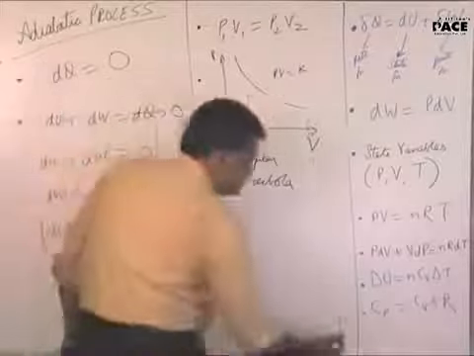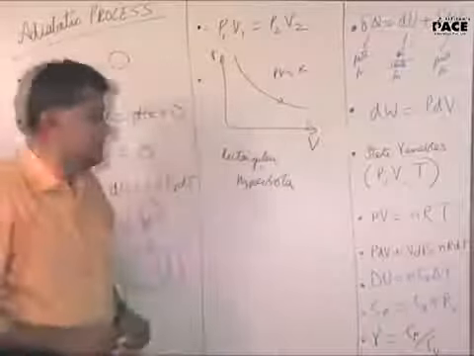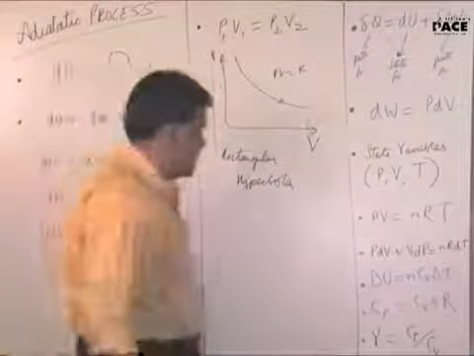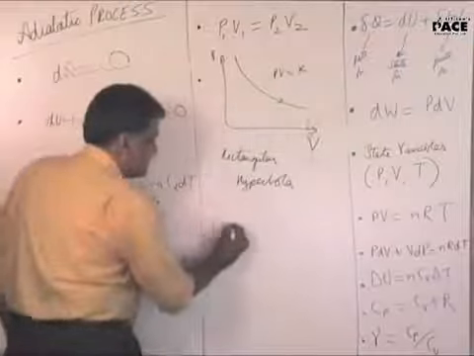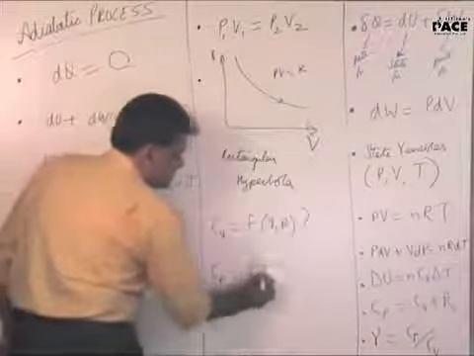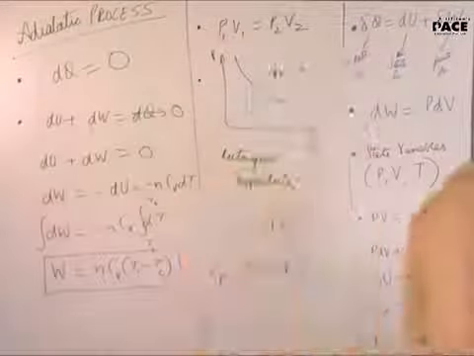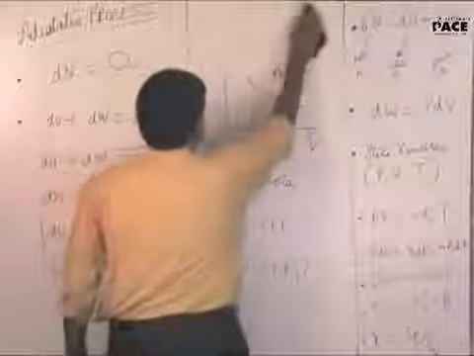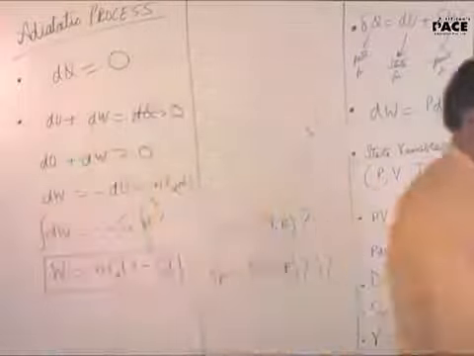We use gamma as Cp by Cv. What is Cv and Cp in terms of gamma and R? Cv as a function of gamma and R, what's that? Cp as a function of gamma and R, what's that? Can you answer these two questions? Cv is R by gamma minus 1. That's right. And what about Cp? Gamma into R upon gamma minus 1. That's right.